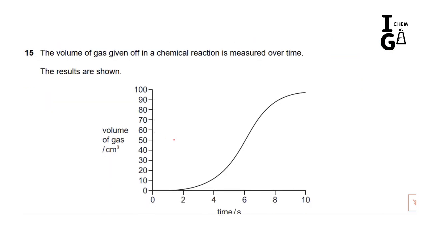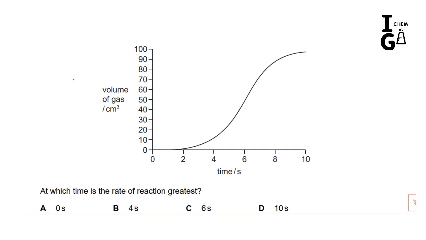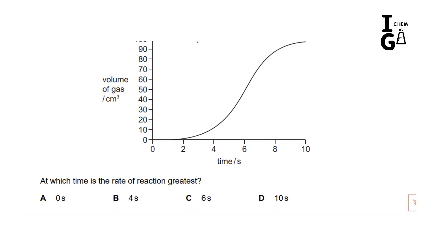The volume of gas given off in a chemical reaction is measured over time. The results are shown here. At which time is the rate of reaction greatest? You know, guys, to check at which time the rate of the reaction is greatest, we should check the area along the curve, and we should choose the steepest point. Steepest, we talk about the inclination or slope of the curve. For example, here we have the value 0. Of course, no slope here.